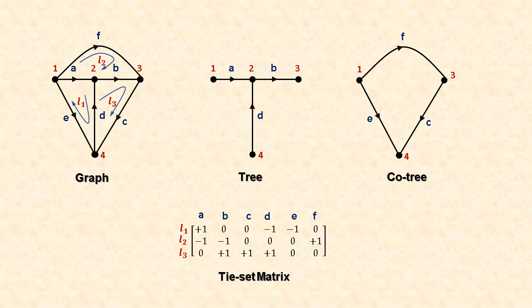Similarly, for loop 2, branch F has same direction as loop 2 and branches A and B have opposite direction to that of loop 2. So they are given -1 value. Other values are 0. For loop 3, all the branches B, C and D have same direction as that of loop 3, hence they are given +1 value. All the other branches are given 0 value.